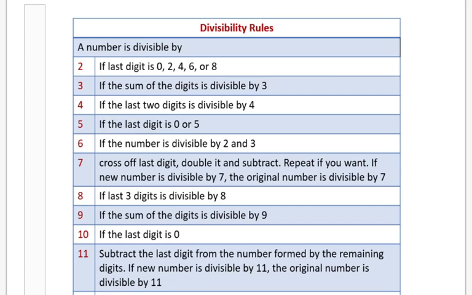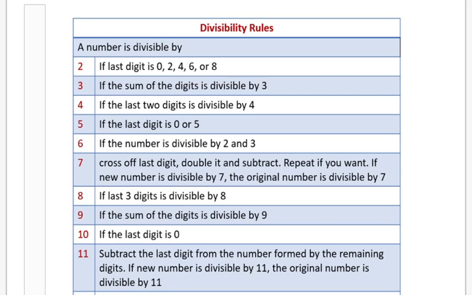Next, for the 6, if the number is divisible by 2 and 3. Okay, now we have to check it for the 6. So how can we check it? If the number is divisible by 2 and 3, now we have to check if this number is divisible by 2 and 3. One of the examples is 12. 12 is directly divisible by 6, but we have to check if the number is divisible by 2 and 3 or not, because 2 6s are 12, and 3 4s are also 12. That is why a number is divisible by 6 if the number is divisible by 2 and 3.